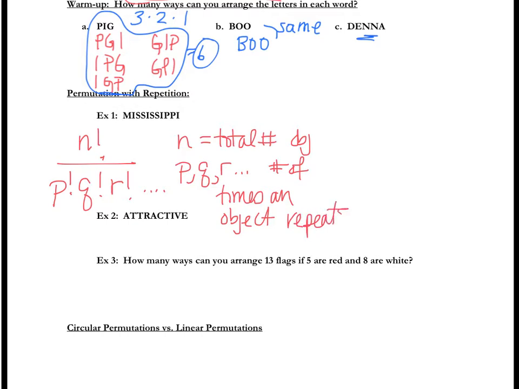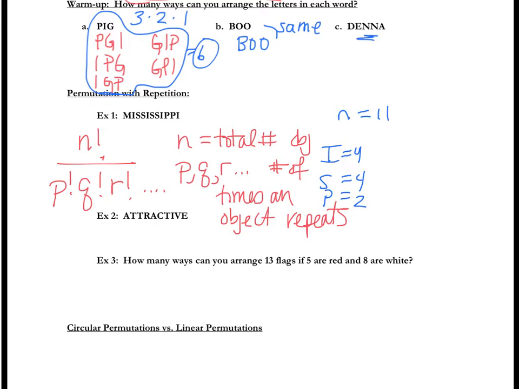So if we look at the word Mississippi, we can see first of all that we have 1, 2, 3, 4, 5, 6, 7, 8, 11 letters, so n would equal 11. And then we look at our repeats. The letter I appears 4 times, the letter S appears 4 times, and the letter P appears 2 times.